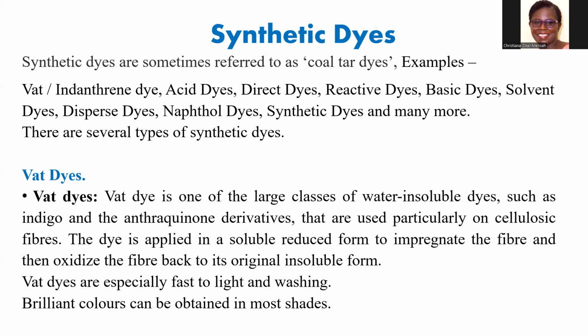So in nature, they are also insoluble, just like the pigment. But before the fabric can absorb this dye, you need to reduce it to soluble form before the fabric can absorb it in that condition. So how do you reduce it? You reduce it by adding some chemicals, and we will talk more about these chemicals. VAT dyes are especially fast to light and washing. They are very brilliant colors and can be obtained in most shades. So you can do a whole lot of things to get a lot of shades.